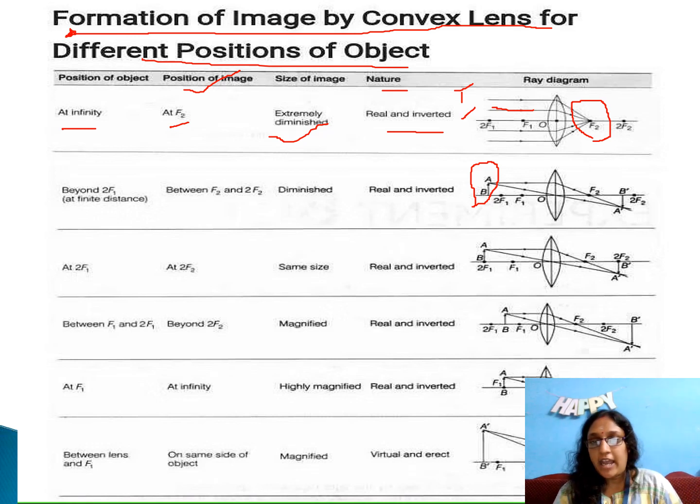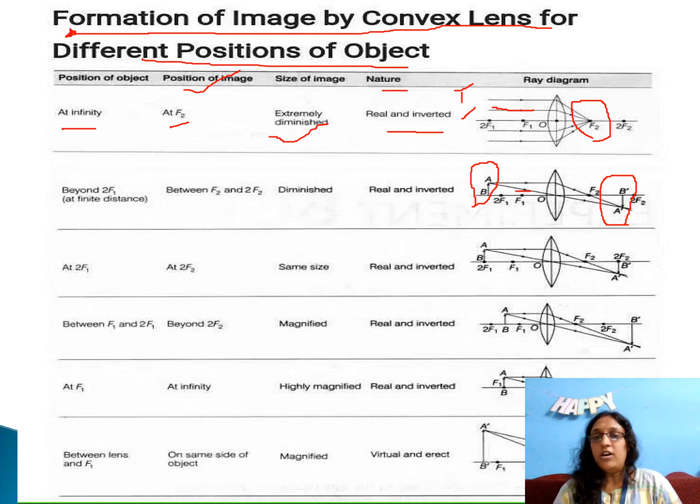So can you see, when a ray of light parallel to your principal axis passes through your lens, after refraction it passes through your focus. Got it? And this is your second ray, right? When a ray passes through the optical center, it doesn't change its original path, and it directly goes and meets over here. So you can see your image between your focus F2 and 2F2. Here only you can see your image.